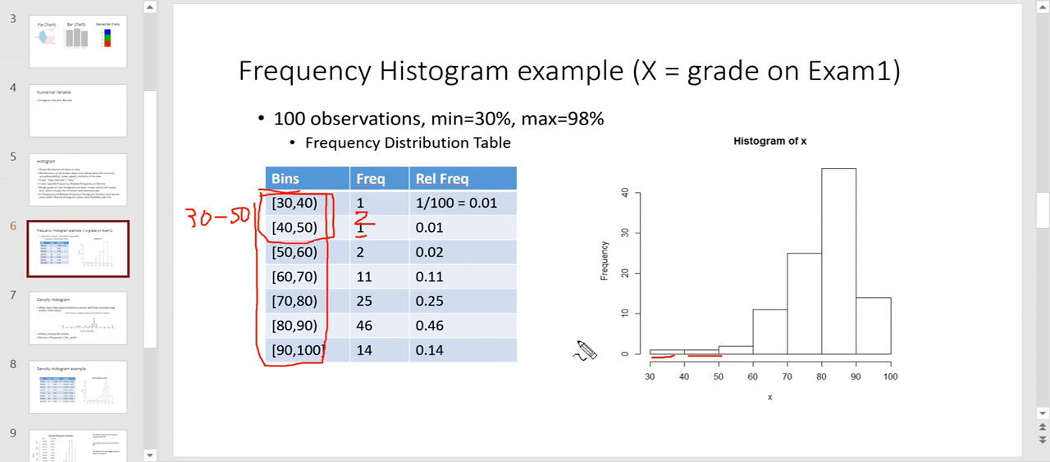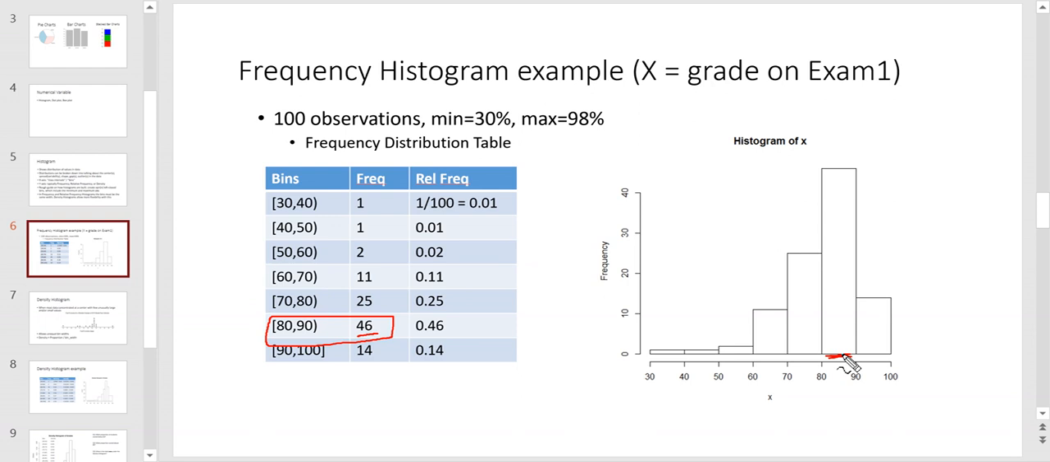Now, another argument I want to make. What if I were to force you to split one of these bins? What's the best choice to split? I think it's easy to see that this is the best bin to split. Why? Because it's got the most data. This bin right here has the most data, so there's the most information in there, okay?